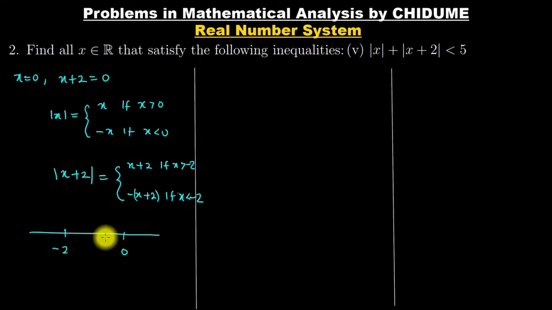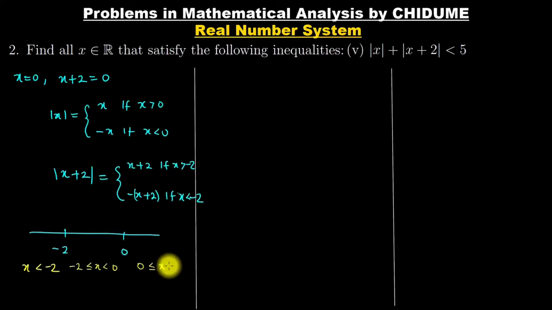Okay, so we've partitioned our real line into 3 different intervals. The first interval is when x is strictly less than negative 2, and the second interval is when negative 2 is less than or equal to x and x is strictly less than 0, and the third interval is when 0 is less than or equal to x.